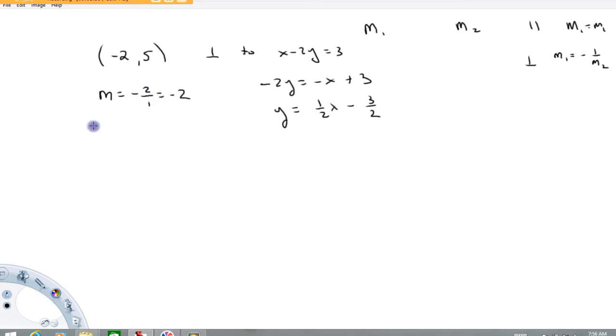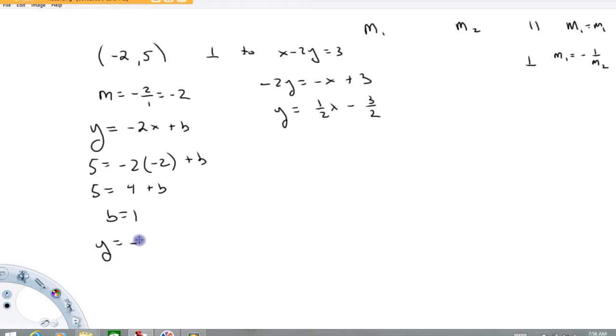So we have a line, y equals mx plus b, and we already know the m, so I'll just put minus 2x plus b. Now we'll try to figure out the b by using the fact that it goes through this point. Y is equal to 5 when x is equal to minus 2. Let's see, that product is positive 4, and solve that for b, and you get 1. So the line we are looking for is apparently minus 2x plus 1. That line should go through this point and be perpendicular to this one.